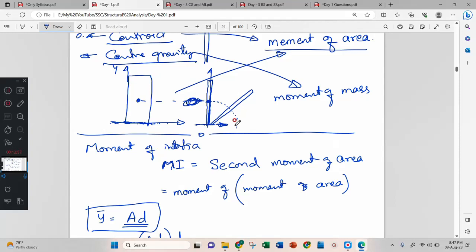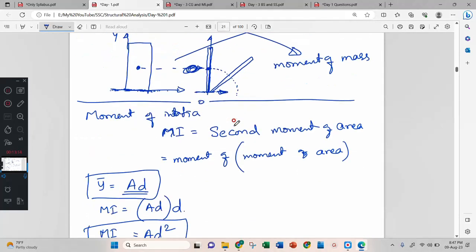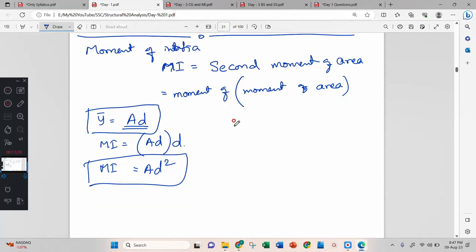Now again, the conclusion. Conclusion is centroid, moment of area, center of gravity, moment of mass. Moment of area means area into perpendicular distance. Moment of mass means mass into perpendicular distance. Moment of inertia is the second moment of area, or moment of area means area into perpendicular distance into perpendicular distance, two times. That is your moment of inertia.